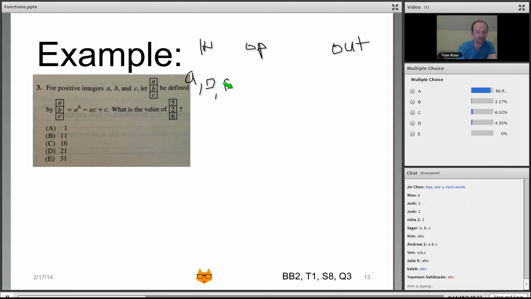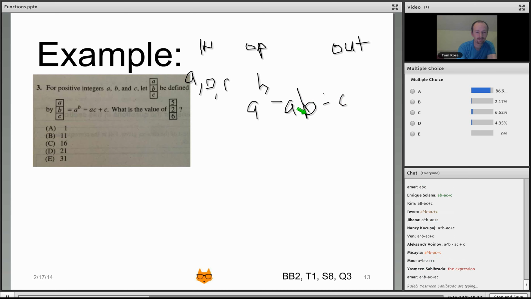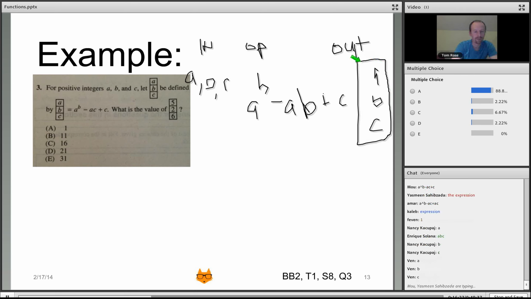And what is the operation? Type that in the chat window. Yeah, the operation is that expression, right? It's A to the B minus AC plus C. And the output is A, B, C in that box. Okay. So they give us 5, 2, and 6. So let's try putting 5, 2, and 6 into our operation.